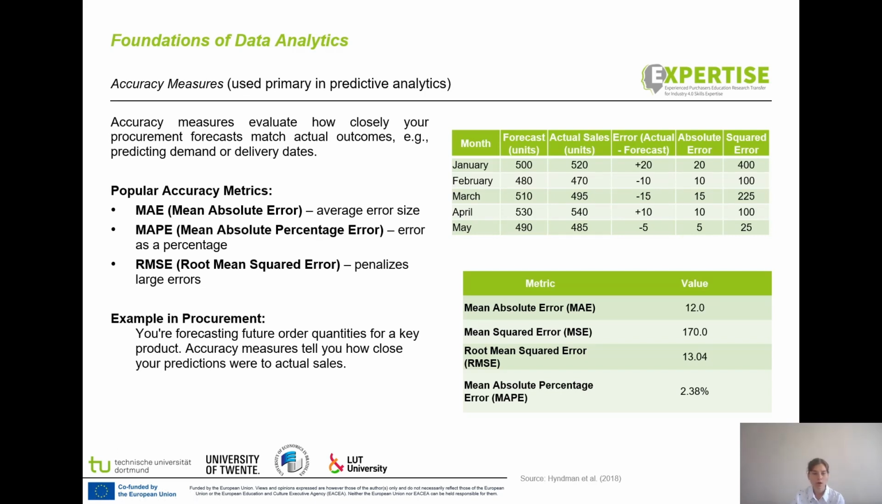Accuracy measures show how close forecasts are to reality. They use metrics like MAE, MAPE, and RMSE to compare predicted values with actual outcomes. In procurement, this is important when dealing with uncertainty, for example, predicting demand, delivery times, or prices. These measures help us evaluate how well our forecasting methods perform, identifying which models or tools give the most reliable results, and guide us in improving future predictions.